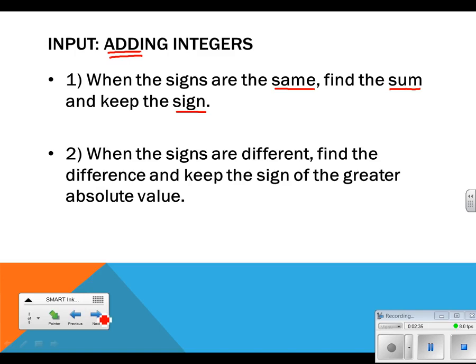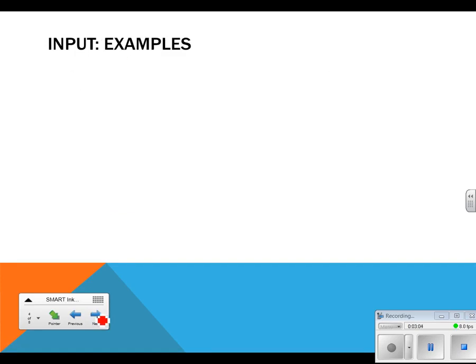When the signs are different when we're adding, you're going to find the difference and keep the sign of greater absolute value, which is something we talked about in our previous lesson. So when the signs are different, you're finding the difference, which means you're subtracting, and you're going to keep the sign of the greater absolute value. Let's go over some examples here.